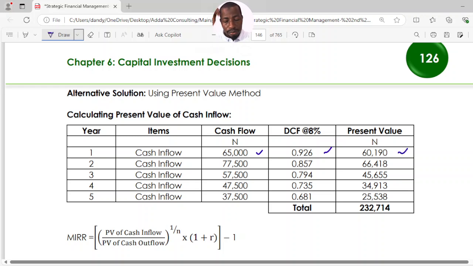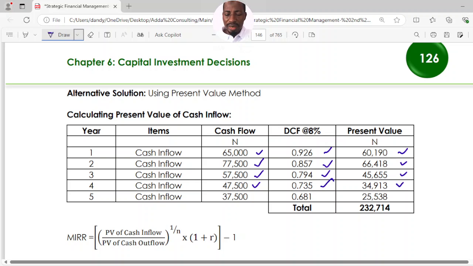I will move to year 2. The cash inflow for year 2 is 77,500. Discount factor at 8% for year 2 is 0.857. Multiply with 77,500 will give us 66,418. So we are moving steadily. Then in year 3, cash inflow given is 57,500. Discount factor at 8% for year 3 is 0.794. When you multiply with 57,500, that will give you 45,655. In year 4, we have cash inflow of 47,500. Multiply with discount factor of 0.735. That will give you 34,913.